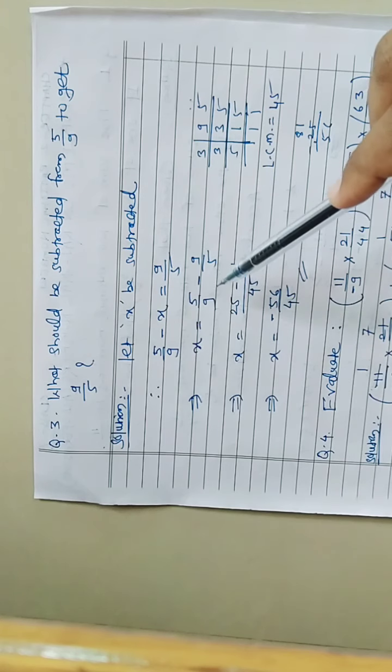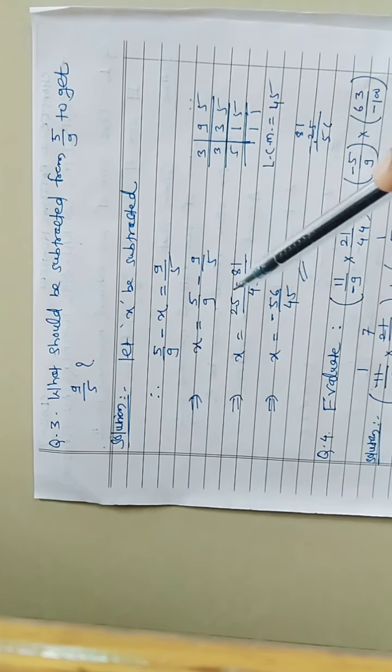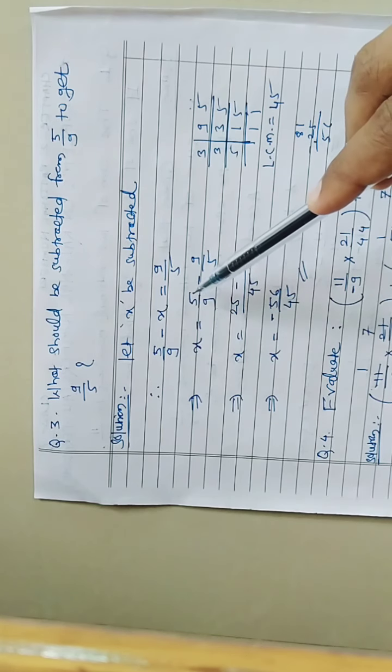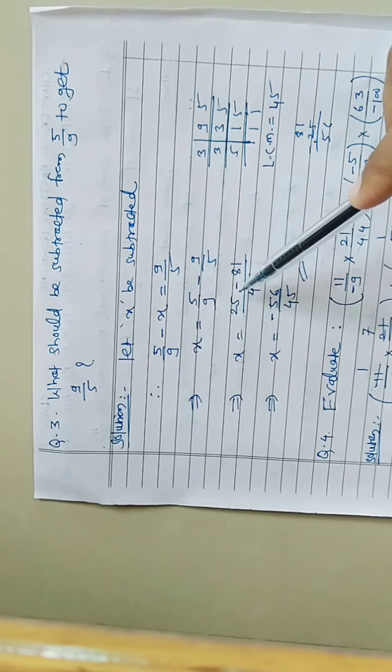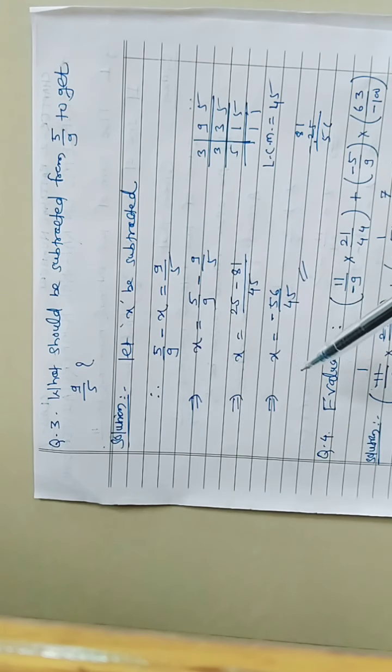So the LCM of 9 and 5 is 45. 9 5s are 45, 5 multiplied with 5 is 25, minus 5 9s are 45, 9 multiplied with 9 is 81. So 25 minus 81, which is 56. So x is equal to minus 56 divided by 45. The sign of the bigger number is minus. So which is the required answer.